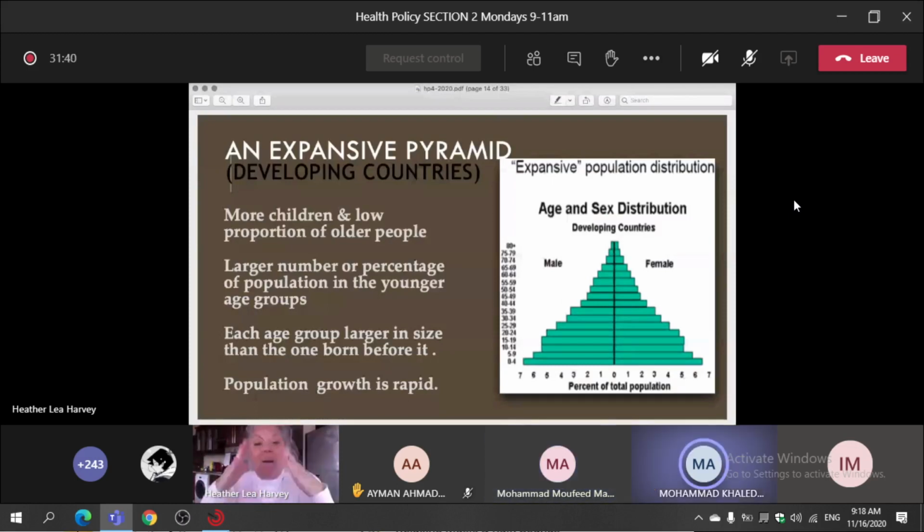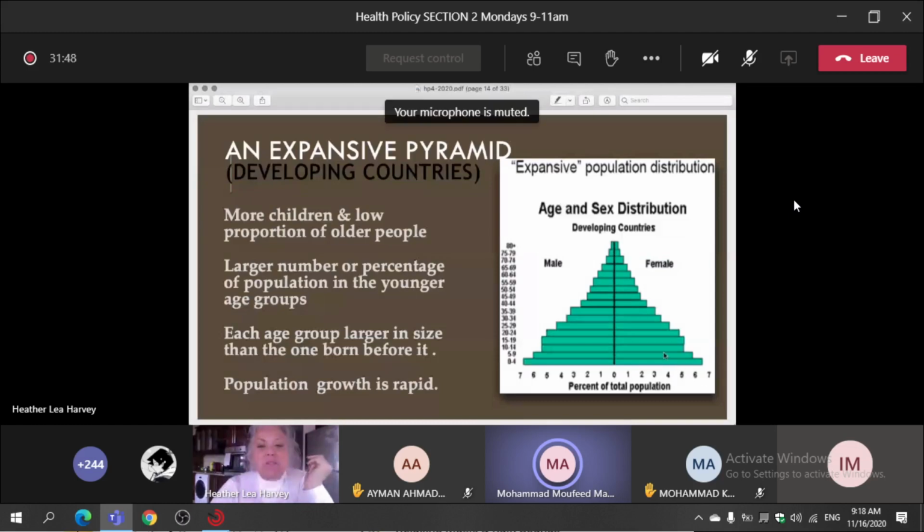Calm down. What we have here is the developing country pyramid. Like I said, what you see is a broad or expansive base. That's why it's called an expansive pyramid. It has more babies being born, people die faster, and they don't live as long. The population really thins out as we get up here.